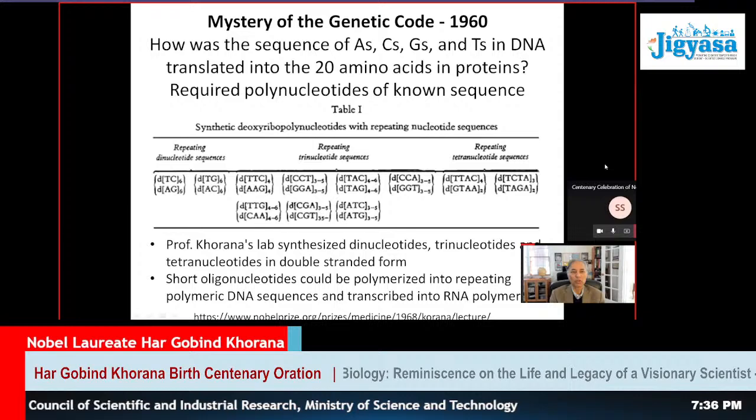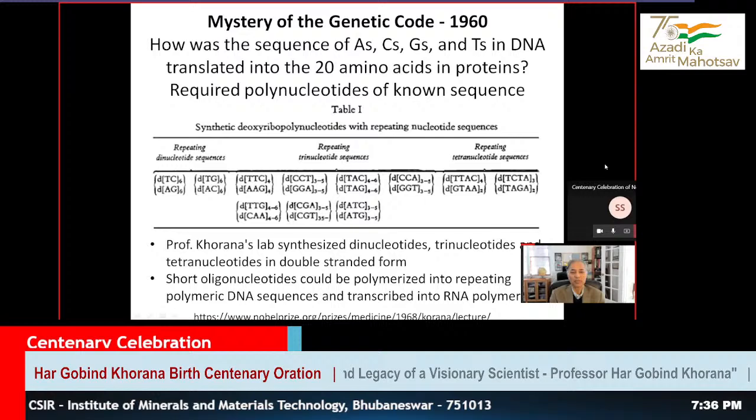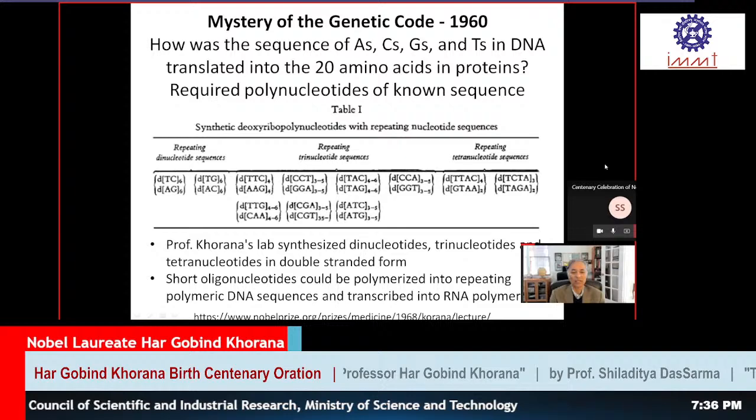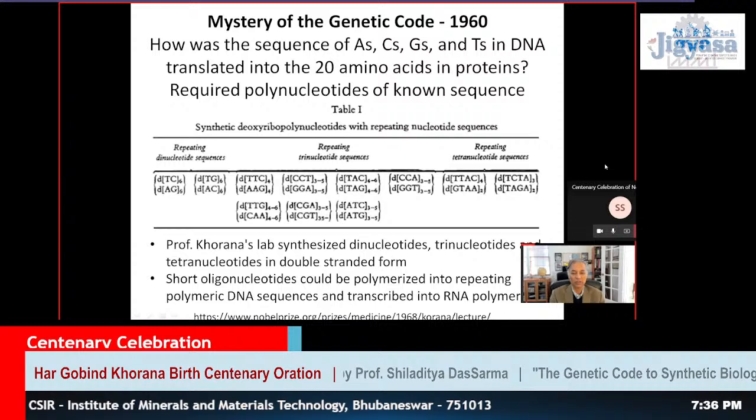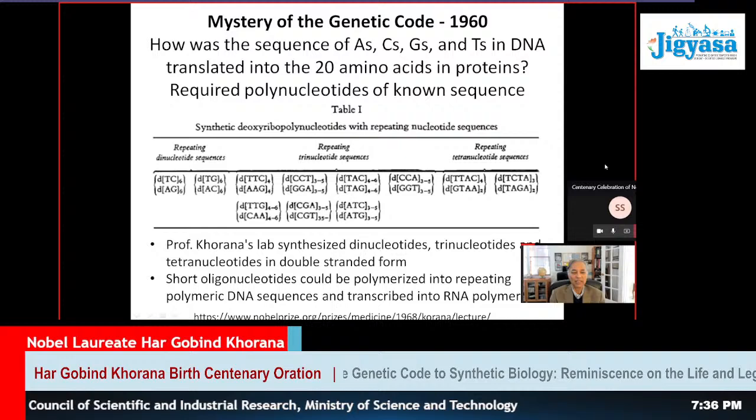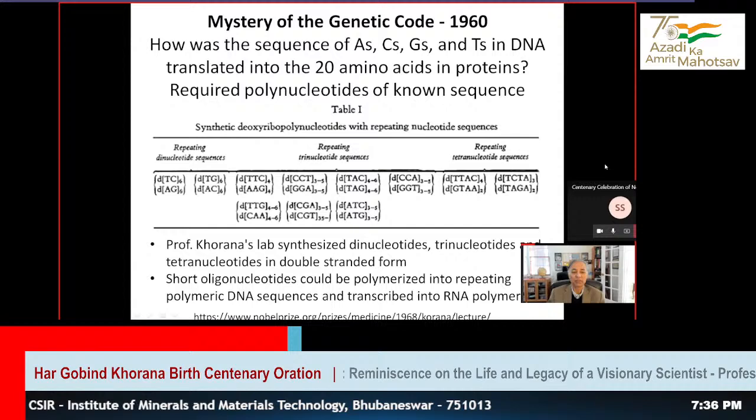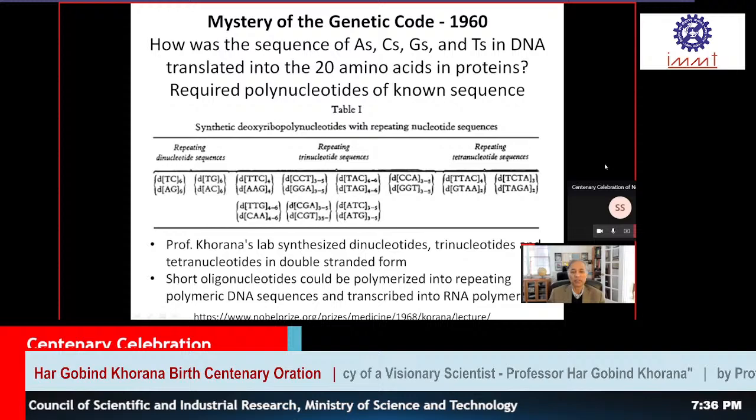And Professor Khorana's lab synthesized dinucleotides, trinucleotides, and tetranucleotides in double-stranded form. His lab was the only lab that could readily do this at that time. And in addition, he was able to take these short oligonucleotides and polymerize them into repeating polymeric DNA sequences and transcribe them into RNA polymers.